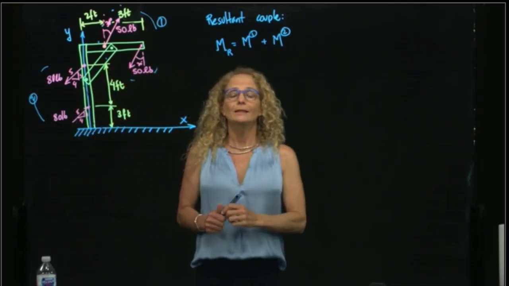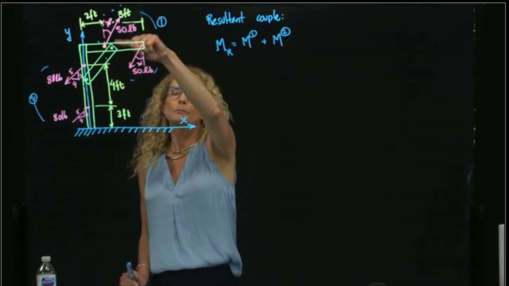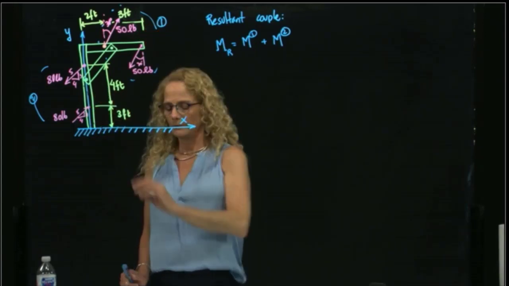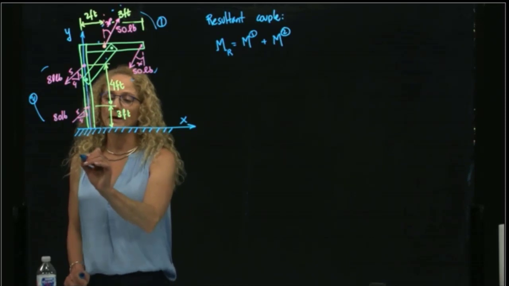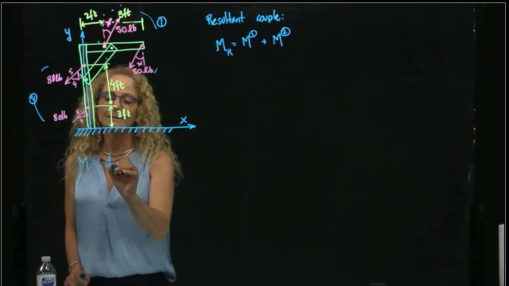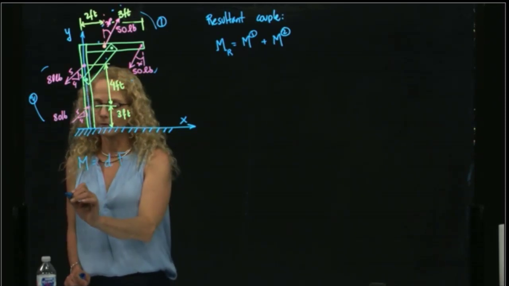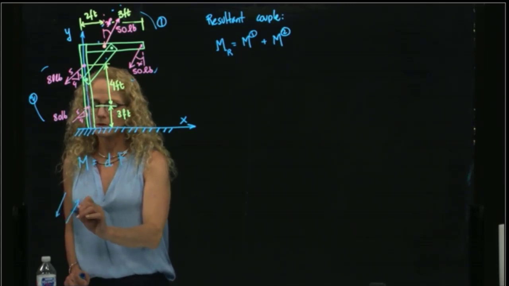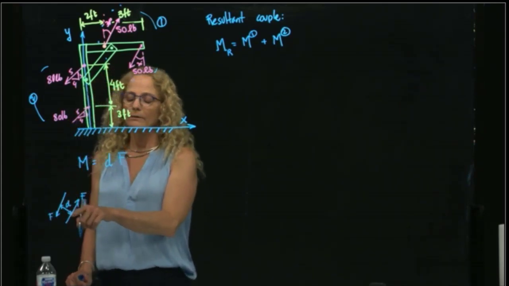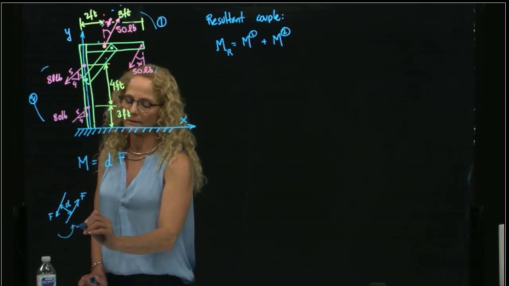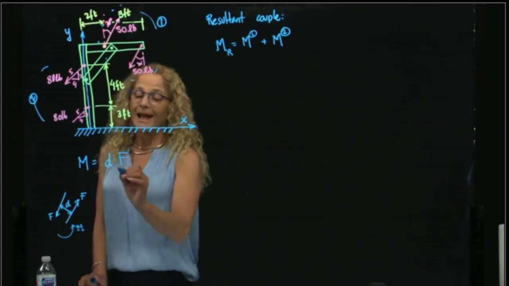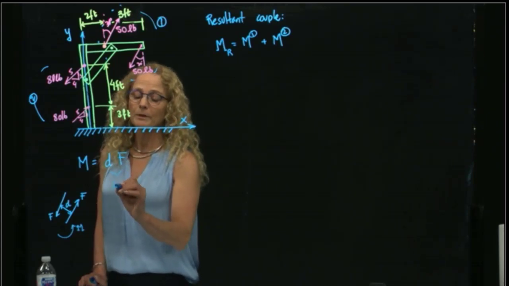So let's calculate the moment produced by this couple of forces and then this one right here. Very important, we said that the moment produced by a couple is the distance times the force. So if I have a couple of forces, it is this distance times the force, and the direction will be given regarding the direction of the forces. In this case, the couple will be in this direction, right? And these two have to be perpendicular.